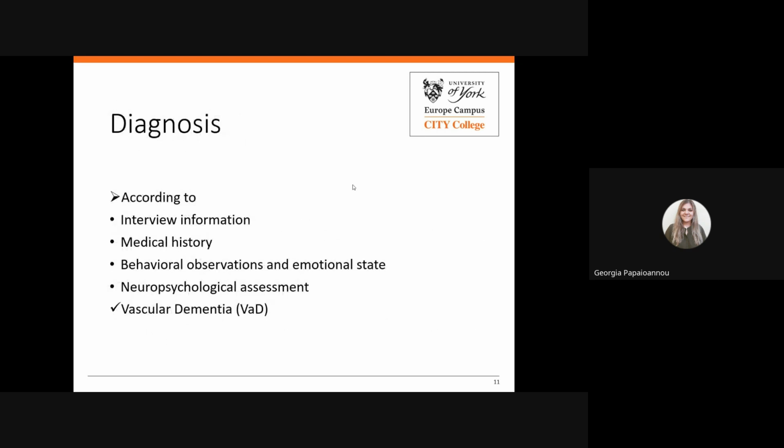So to reach a diagnosis from all of this information we had, according to the medical history of our patient, that she had, as we said, hyperlipidemia, hypertension, heart problems in general, a stroke that was revealed from the CT, information we had from her interview about the apathy, about some memory problems, the observations we've made, and the emotional state that we tested, along with all the other neuropsychological assessment we had in her cognitive domains, we were able to diagnose this patient as having a vascular dementia.